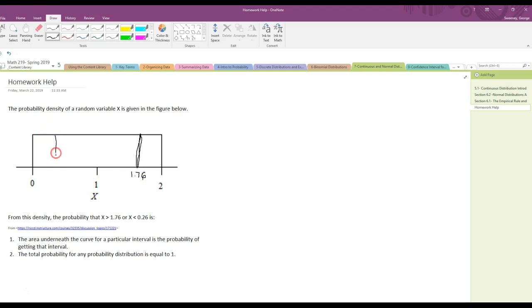I'm working with the computer right now, so my lines aren't what I would normally want them to be. But here's 0.26 right here. That looks about right. To find this probability, I'm going to look for the area that is either in this area right here, because that's the greater than 1.76, that's this part, or over here because this is the less than 0.26.